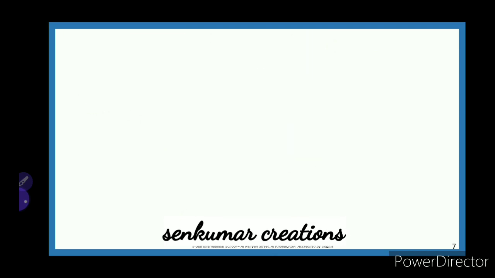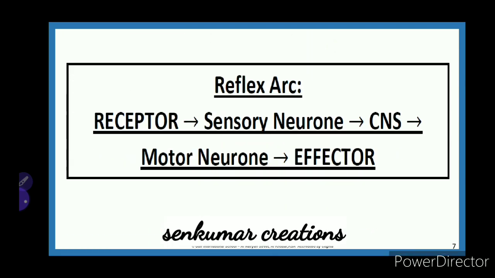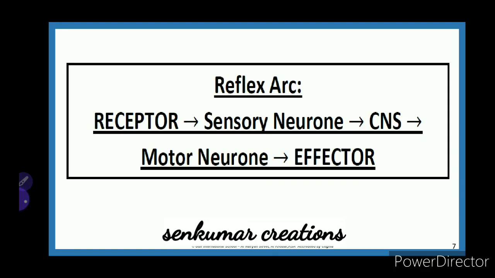Okay, let's see now the last one, how the reflex arc is happening. Reflex arc means what? First the receptor receives the stimulus, the hot object, right? And it goes to the sensory neuron, and from the sensory neuron it transmits this stimulus to the central nervous system. In the central nervous system, the relay neuron takes this impulse from the sensory neuron to the motor neuron. So the motor neuron transmits the response to the effector muscle. Okay, so this is the reflex arc pathway, we can say.